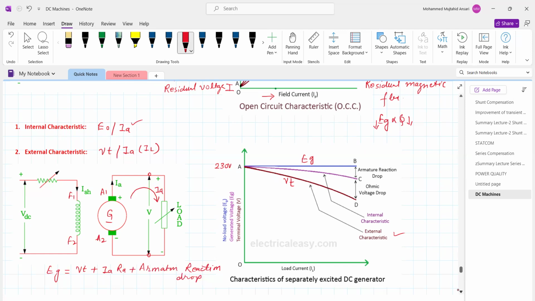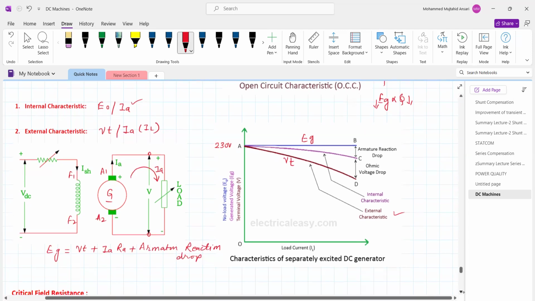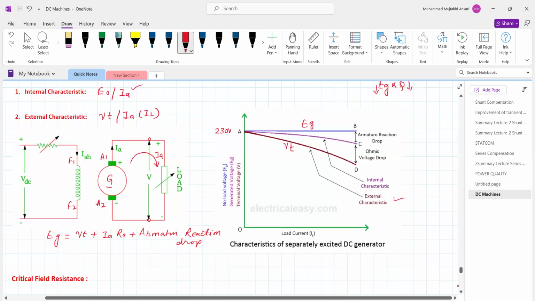Now, if you plot the armature drop, say we are neglecting the drop in the field winding and the drop in the brushes, and only considering the armature resistance drop. The armature resistance drop is equal to IA RA, isn't it?